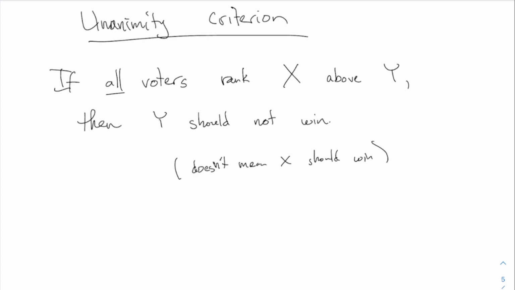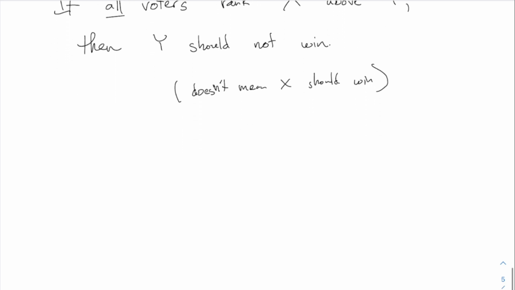It just means that Y is not going to be the winner. All right. Anyway, this is called the unanimity criterion. Let's again try an example. How about the plurality system?